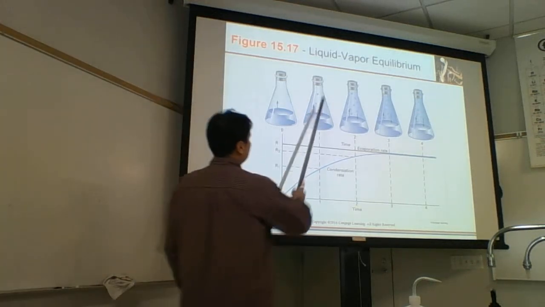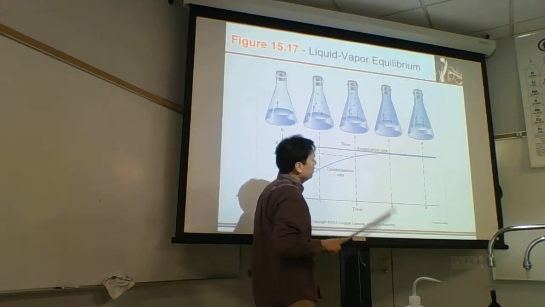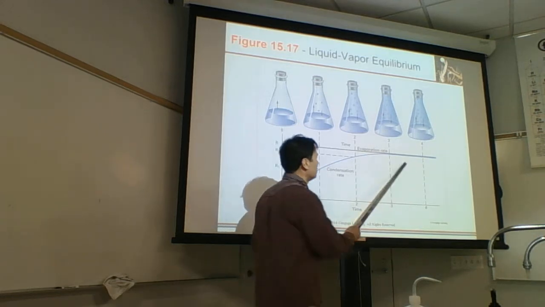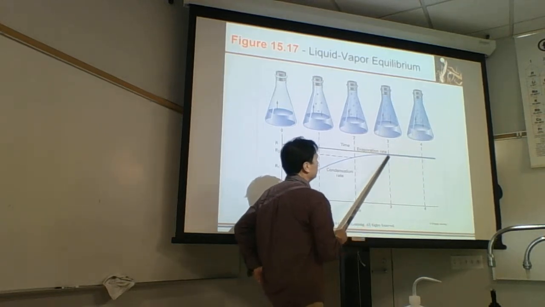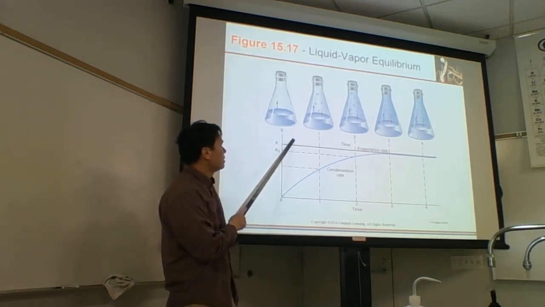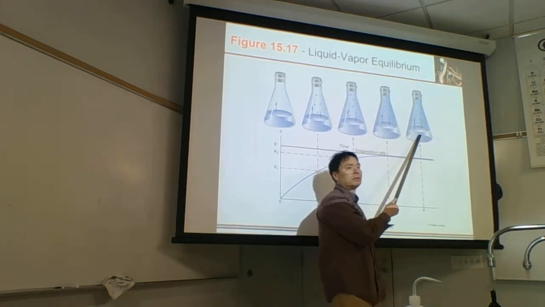Okay, this slide shows liquid-vapor equilibrium. Once we hit an equilibrium, it stays steady. We've reached that; this is the point where we hit the equilibrium here. Now, there are two things that are important to this slide. Once we hit the equilibrium, does vaporization stop?